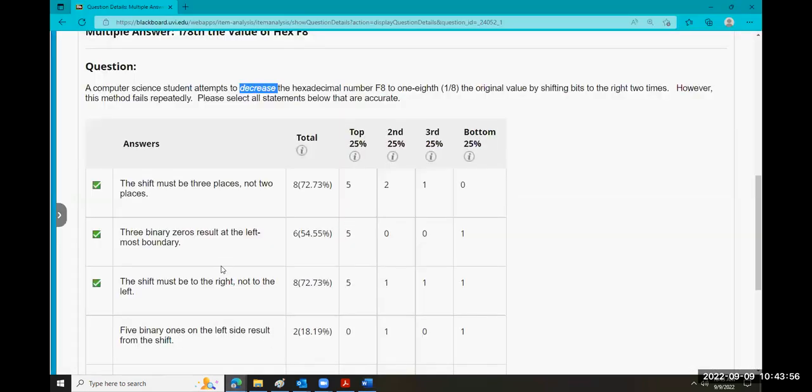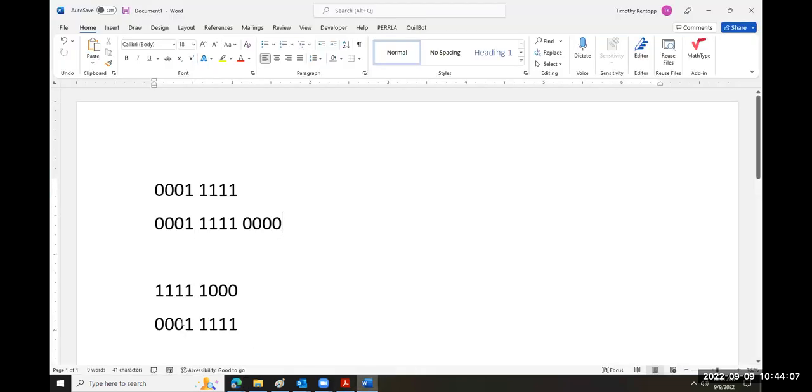And it's really helpful to do that with a Word document, so I would suggest everybody do that. The shift must be 3 places, not 2 places. 3 binary zeros result at the leftmost boundary. So if I look at that, I'm like, oh yeah, there they are. 3 zeros at the leftmost boundary.